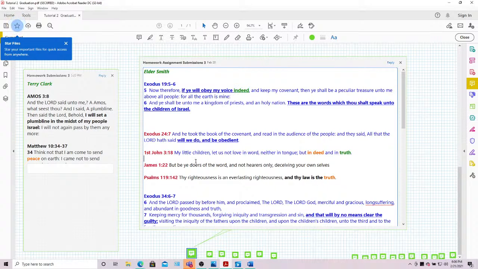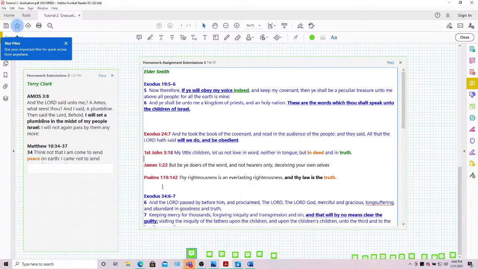And then we have 1 John chapter 3, verse 18. My little children, which that's addressing us, let us not love in word, neither in tongue. So you get all of that lip service out of the way, but in deed and in truth. And we got James also. But be ye doers of the word. So you got to show your works. You got to do it and not be hearers only, deceiving yourselves.